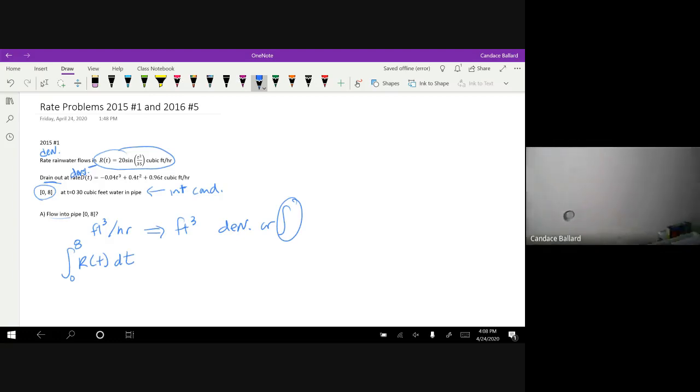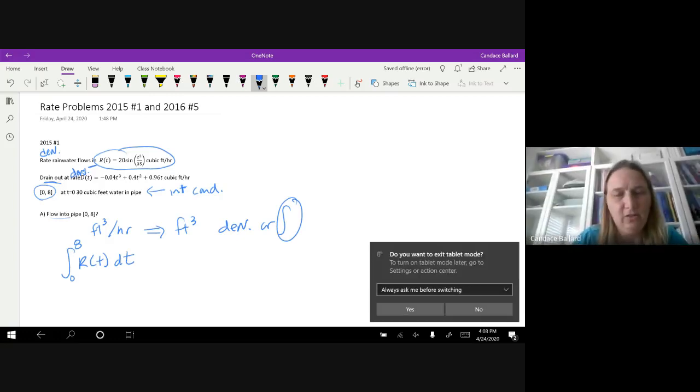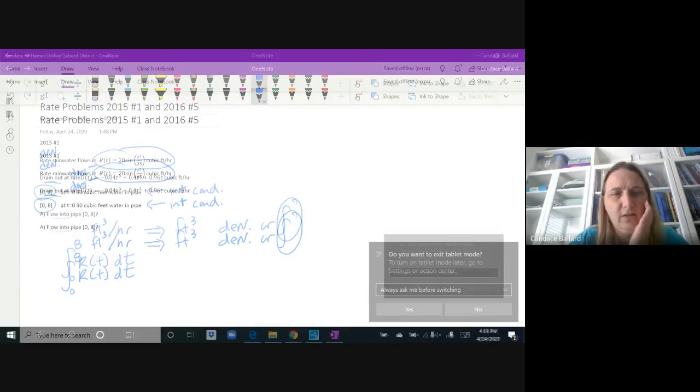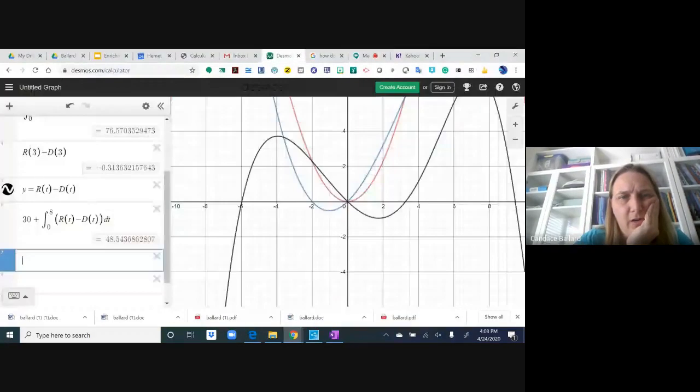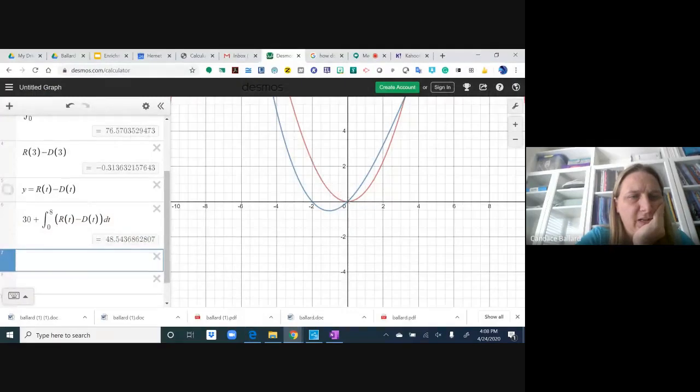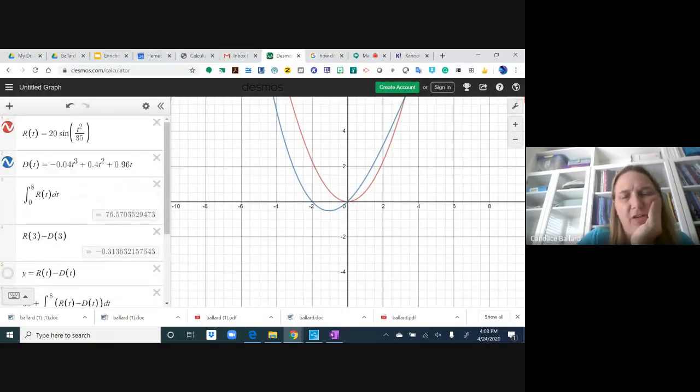Now, I happen to put these into Desmos for us, so let me show you what it looked like in Desmos. All right, I am going to hide that right now. So there are my two functions. The red one is R of t, the blue one is D of t. All we're really concerned about is R of t right now. In fact, I don't really even care about the graph. I'm mostly looking over here.